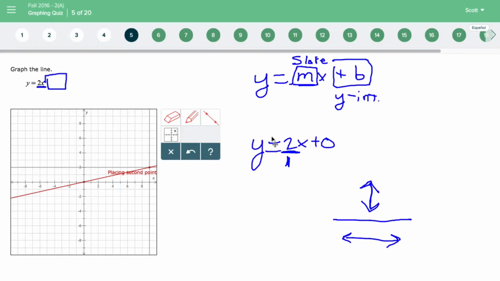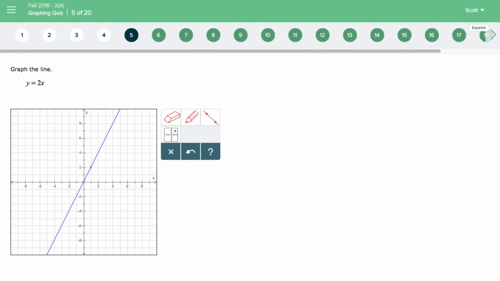So over here I've got 2 over 1. So from this point right here, I'm going to go up 2 and then over 1. Positive 2, positive 1. How do I know which ones are positive? Well, look at these numbers. They're positive. These numbers are positive. These numbers are negative. So that gives me a good idea of what's positive, what's negative.